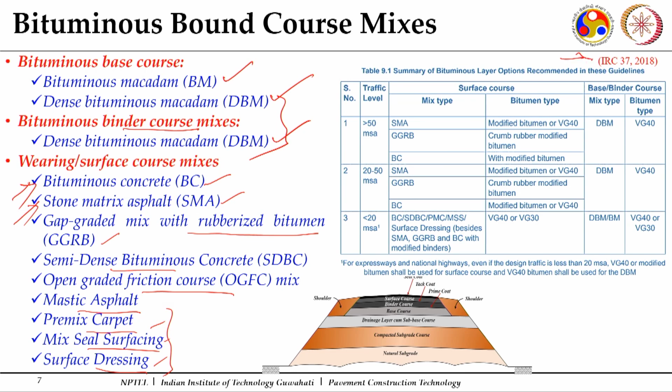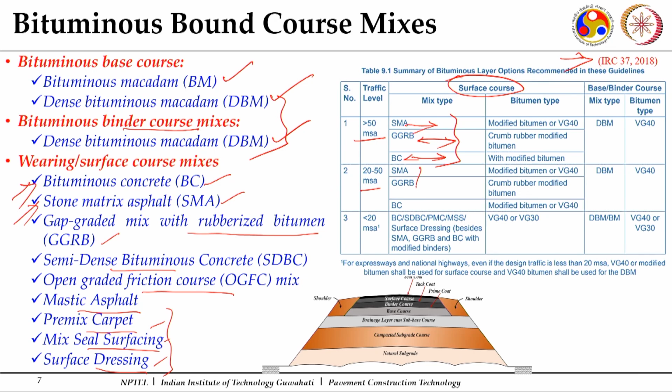This is a table taken from IRC 37 2018 which says that if you have a design traffic greater than 50 MSA, under surface course you should prefer to use stone matrix asphalt or a gap graded mix with a rubberized bitumen or a bituminous concrete mix. So you can see when higher traffic is there, these three kinds of mixes are advised to be used as a wearing course.